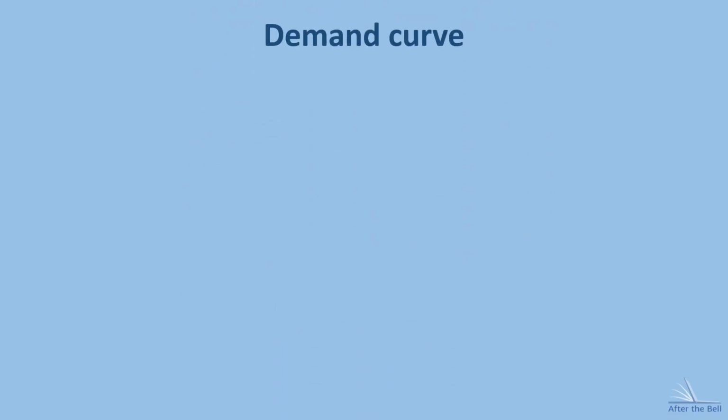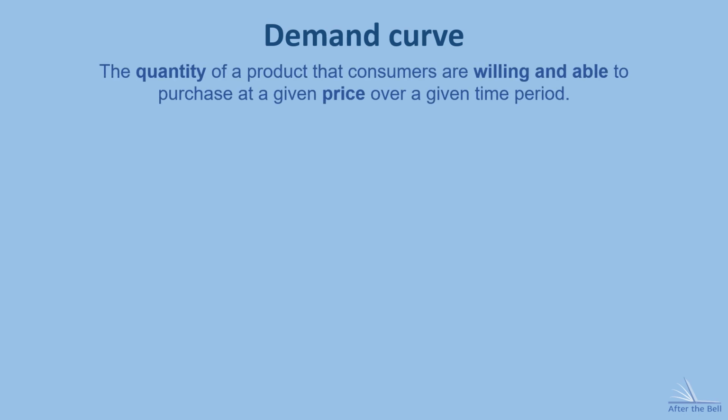We cover the different types and factors affecting demand in another video. In this one, we're going to focus on the demand curve and how it's used. So we define demand as the quantity of a product that consumers are willing and able to purchase at a given price and over a given time period. In this video, we'll focus on the quantity and price part of this.